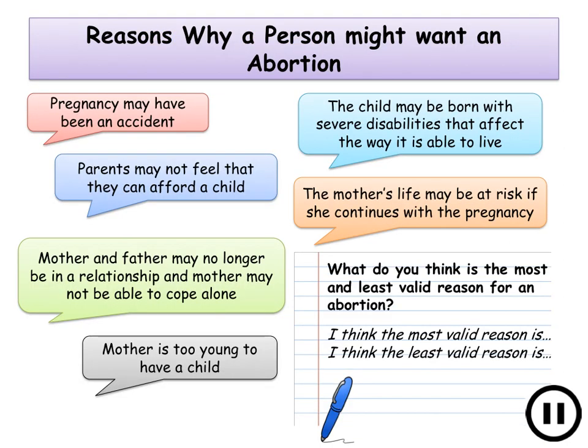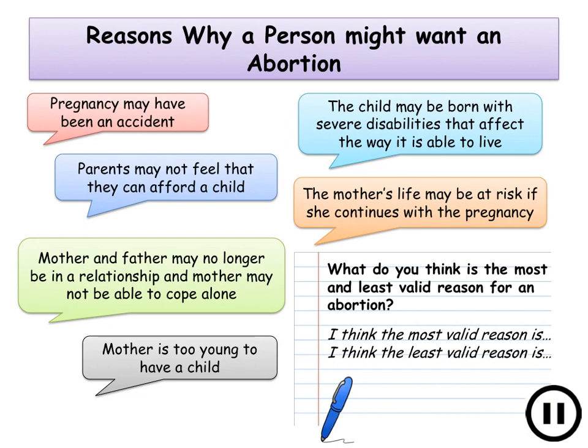The next topic we need to look at is abortion. Now remember, when we were doing our key words tests, that abortion is a deliberate termination of the fetus in the womb. It's the word we use to refer to the deliberate ending of a pregnancy. One thing to bear in mind when we're looking at abortion is that abortion is legal in the UK.